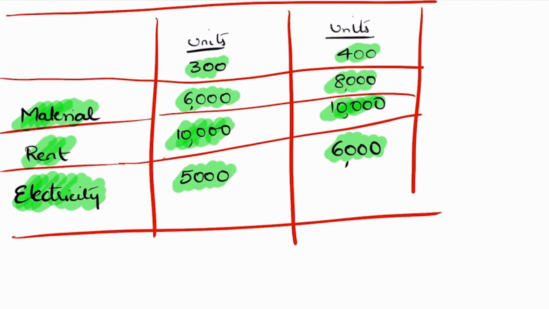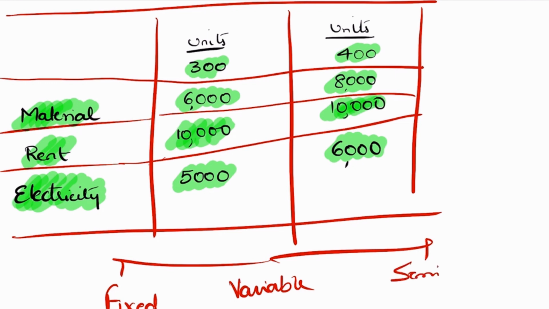Now, how do I classify them into three categories? Fixed, variable, and semi-variable. Now, when I say something is a fixed cost, it is a cost which is not going to change irrespective of my activity level. That is, my total fixed cost is going to be the same for however many units I'm producing.